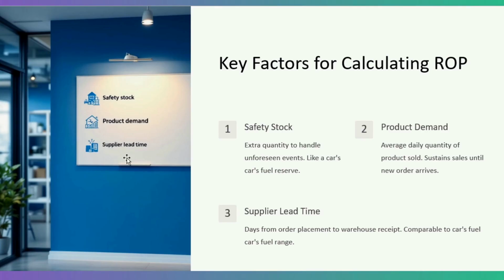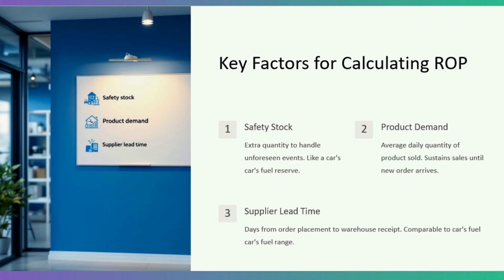Let's go to the next slide. What should we take into account for this? For this, you need to consider three key factors in the reorder point. First, safety stock is the extra amount to handle unforeseen events, for example, like a car's fuel reserve. Point 2, another key factor, is product demand, the average daily sales quantity.